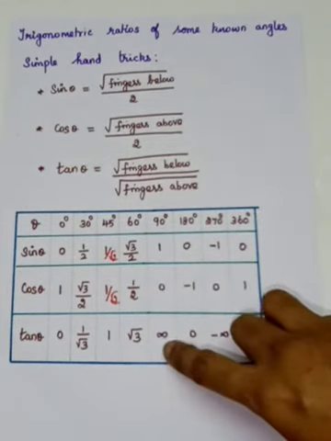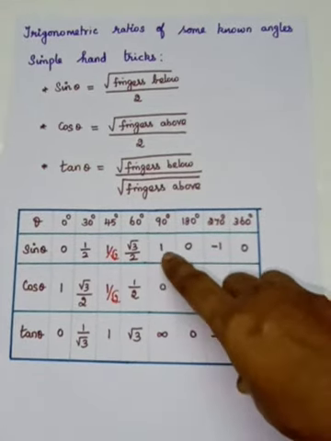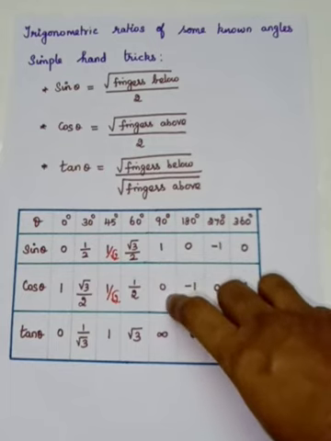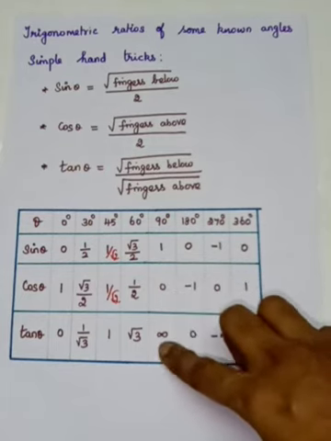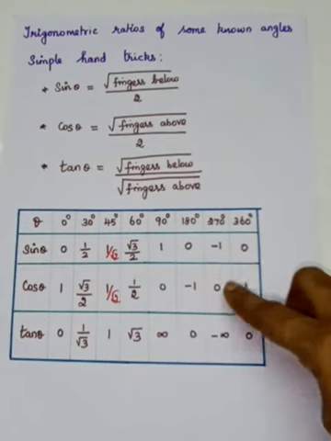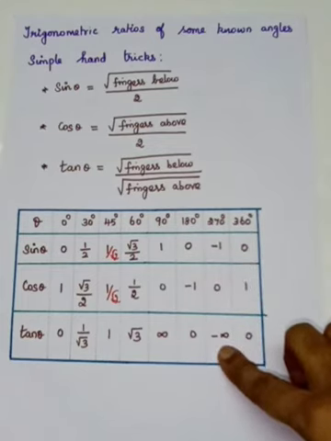Okay. You see here how it is. What is this? It is infinity. Why? Sin by cos, 1 by 0. In the denominator you are having 0 means it is infinity. Okay. In the same way here you have to write minus infinity.